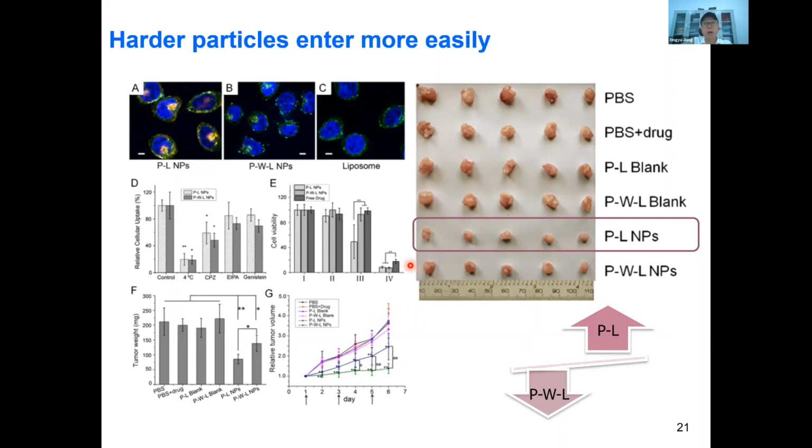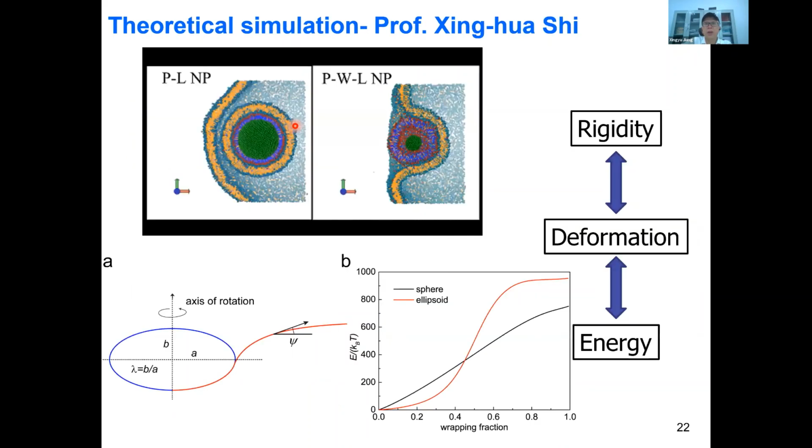And we looked at how cells uptake them. Here you should observe the yellow fluorescence. The more yellow fluorescence, the more drug is uptaken. This is a hard particle, this is a soft particle, and this is a particle of the liposome without even the inner core. And you can see that the hardest one actually gets uptaken the most. We also did some animal experiments to confirm the cellular result. Then you may wonder, why is the harder particle more easily uptaken?